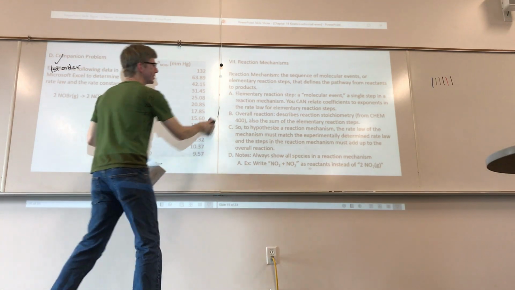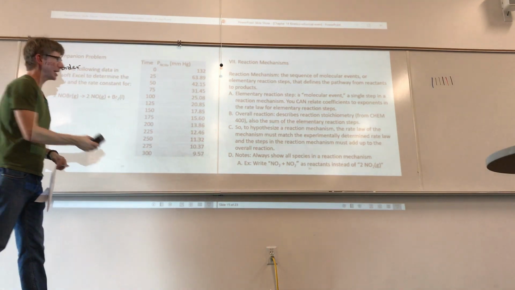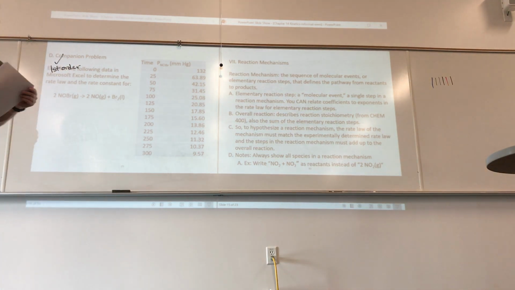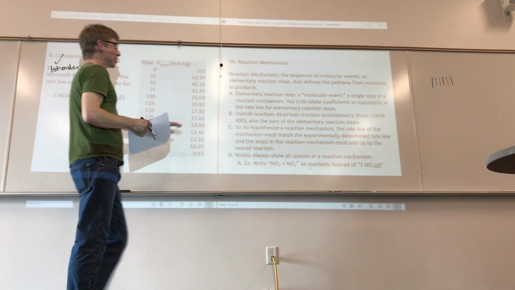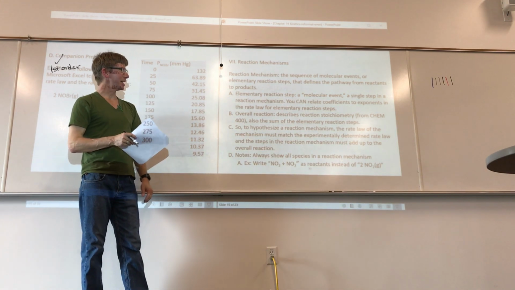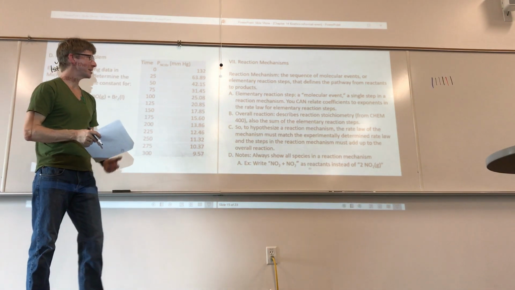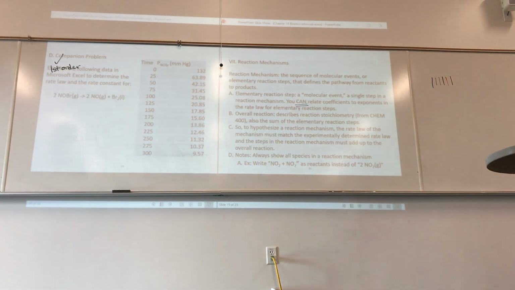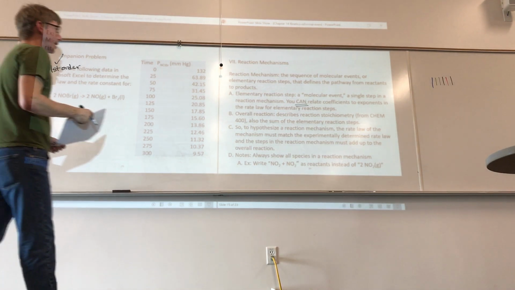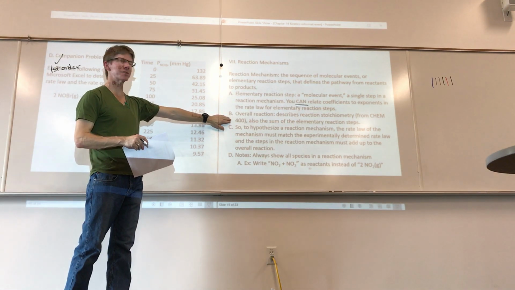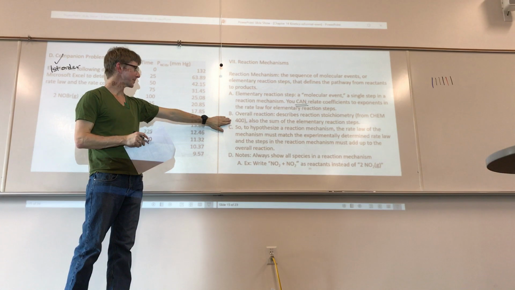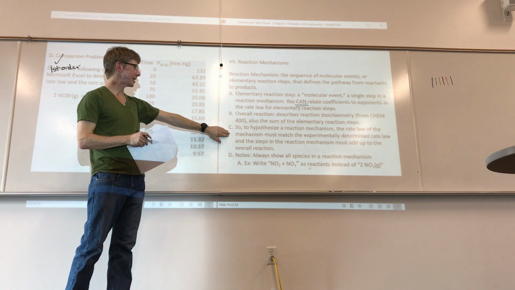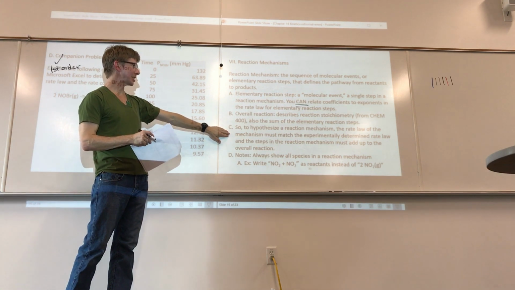I think it's a bit wordy here. The sequence of molecular events or elementary reaction steps that defines the pathway from reactants to products. A few terms here. An elementary reaction step is a molecular event, a single step in a reaction mechanism. You can relate coefficients to exponents in the rate law for elementary reaction steps. We'll have the overall reaction, which still describes the reaction stoichiometry, similar to Chem 400. And it's also the sum of the elementary reaction steps. So our process will be to hypothesize a reaction mechanism.